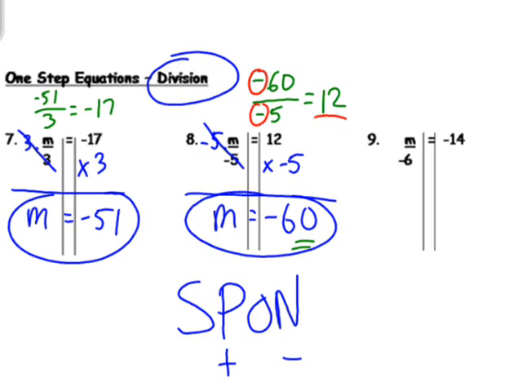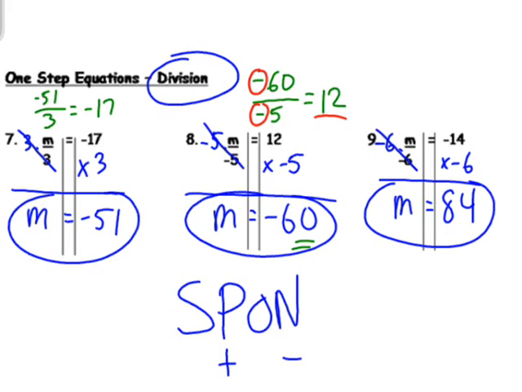In our last example, we have m divided by negative 6, so we're going to multiply by negative 6. To cancel that out, I'm going to multiply the other side by negative 6. And again, we have a negative times a negative, so that's positive 84. Let's double check our answer. Let's take 84 divided by negative 6. Is that negative 14? It is, because the signs are opposite, so it will be a negative result. So that's how you solve one-step equations with negative numbers.